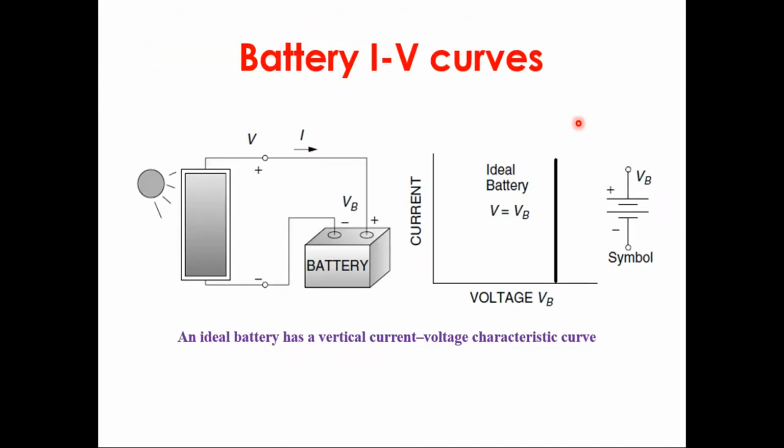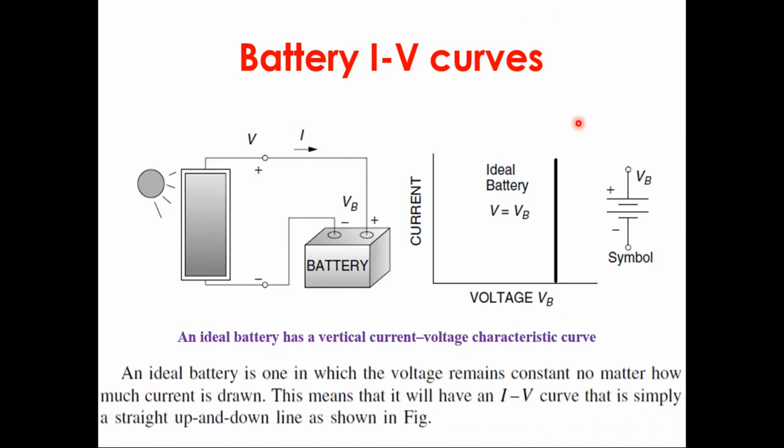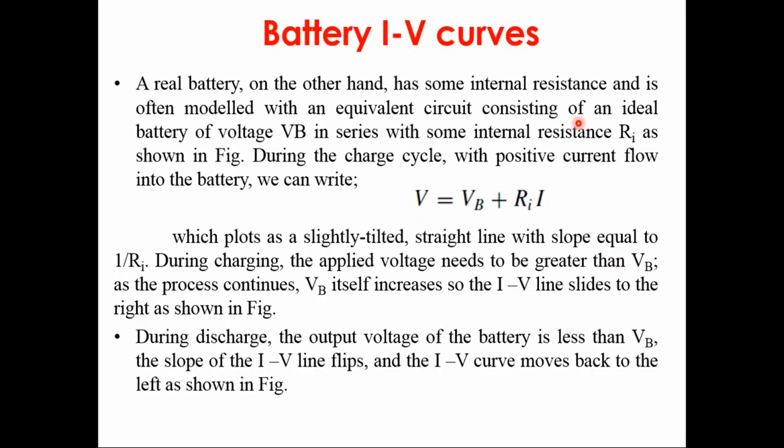Our next curve, or next load, is the battery. When the PV is connected with the battery, if it is an ideal one, then it might be a straight line. An ideal battery is one in which the voltage remains constant no matter how much current is drawn. But as DC systems are poorly regulated, a considerable reduction of the voltage is observed on the input side because the load will draw some current. A real battery, on the other hand, has some internal resistance.